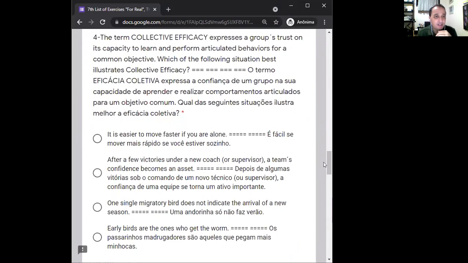The term collective efficacy expresses a group's trust on its own capacity to learn and perform articulated behaviors for a common objective. Which of the following situations best illustrates collective efficacy?